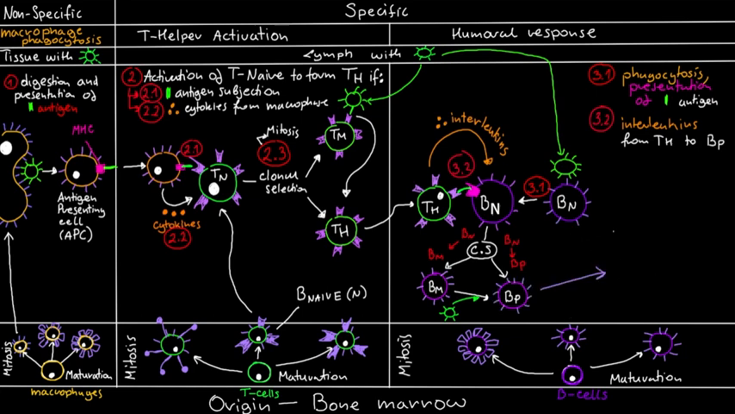And now the thing that we were all waiting for. B plasma cells that were harvested from the previous stages will produce antibodies which are going to be released outside of the cell to fight the pathogen.